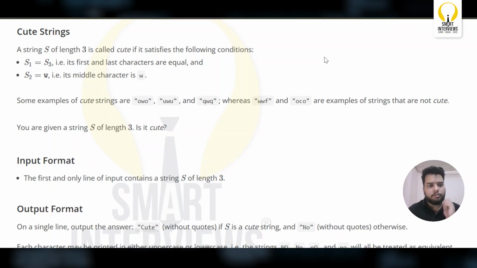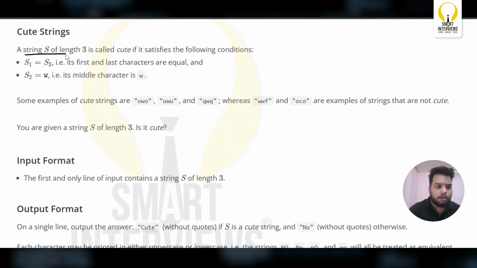I am Ujj. Today we are going to start with the CodeChef Starters 205 Division 4. Let's get started. Let's start with the first problem. The first problem is Cute String.